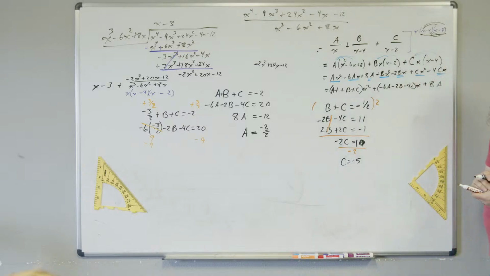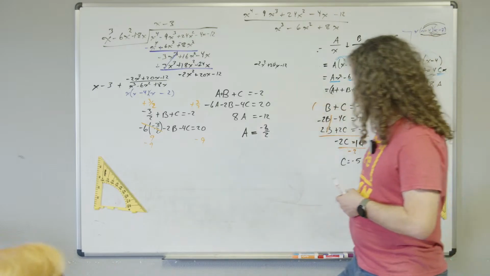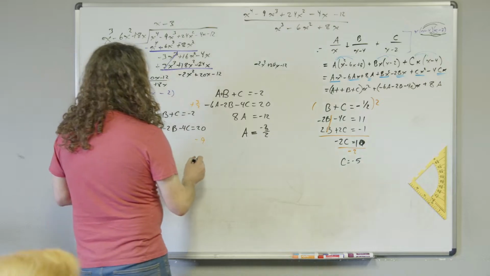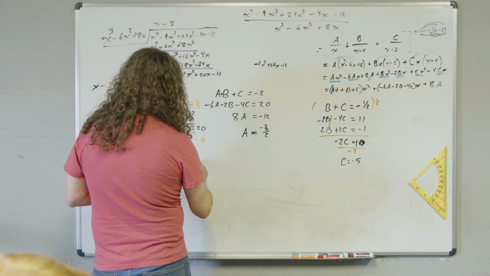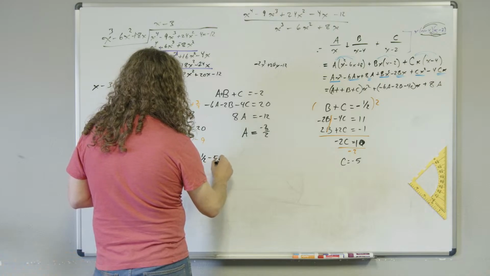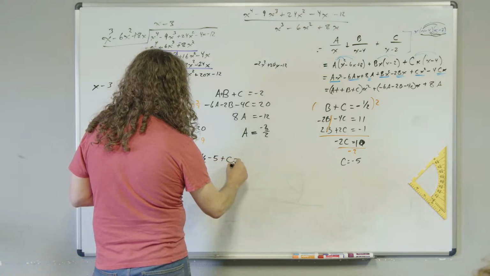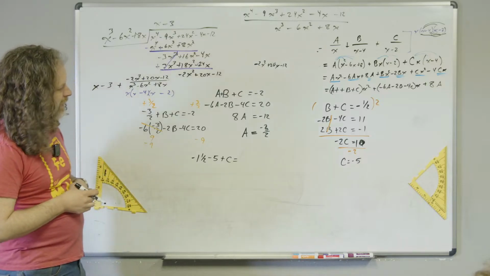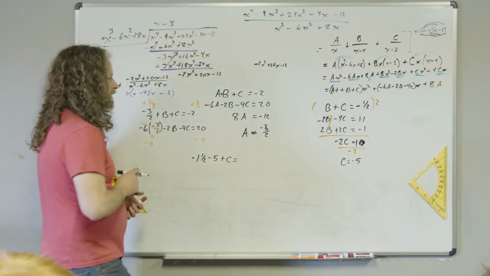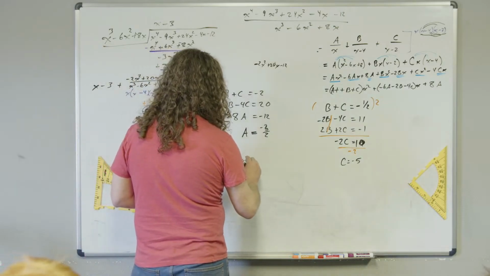And then we shove all of those things back into probably this one. So negative 1 1/2 minus 5 plus c, negative 3/2. I just wrote it that way because it's going to be easier for me to combine these without thinking about it too hard.